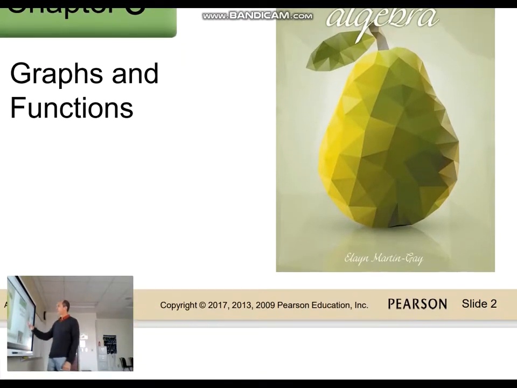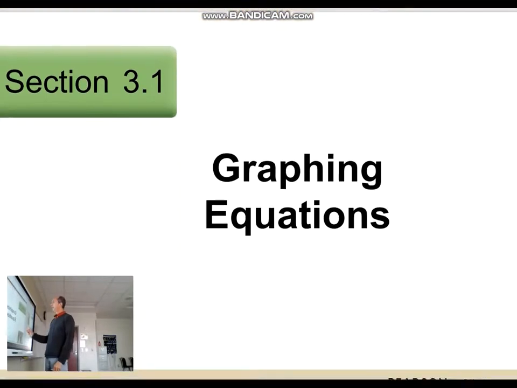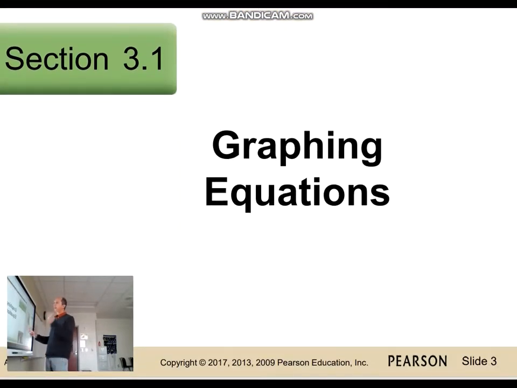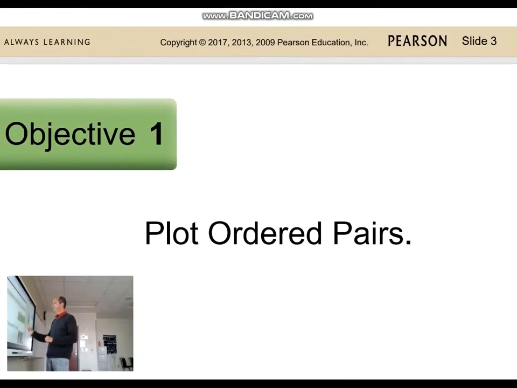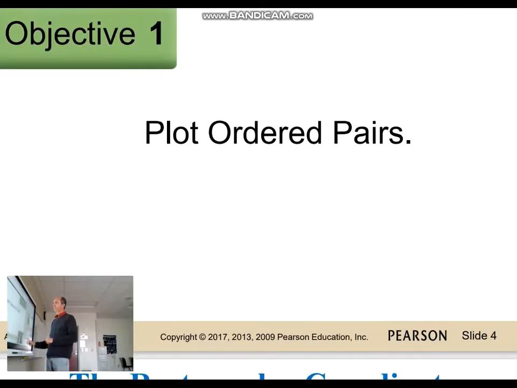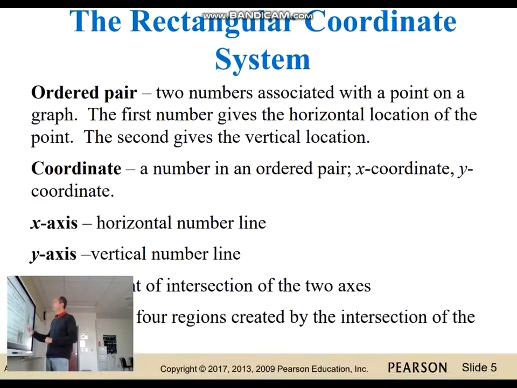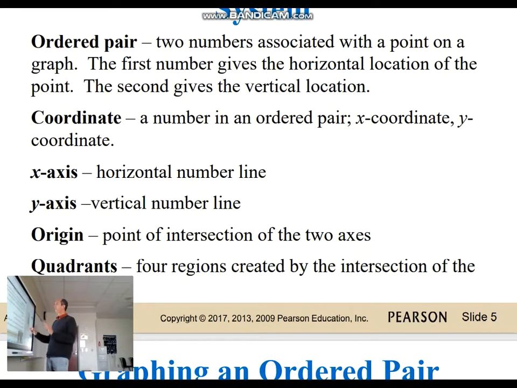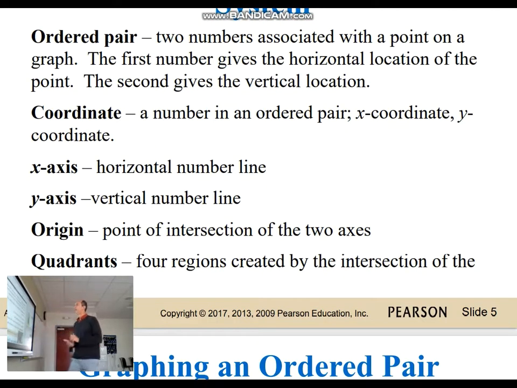Okay, this is the math puzzle for today, and we will work on chapter 3, graphs and functions, starting with section 3.1, graphing equations. The first objective is to plot ordered pairs, and let's check a few definitions. An ordered pair is two numbers associated with a point on a graph. The first number is the horizontal location, and the second number is the vertical location.